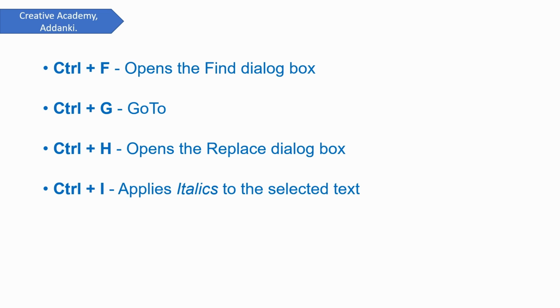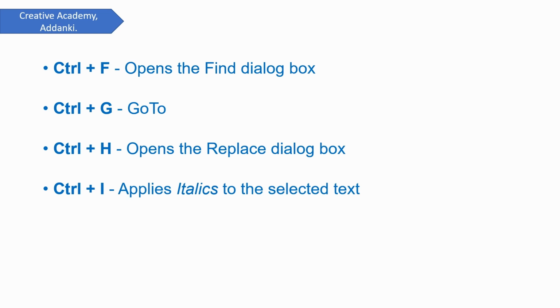If you want to move directly to a particular page, a particular section, or a particular named part, like a named heading, you can directly use the shortcut Control plus G.